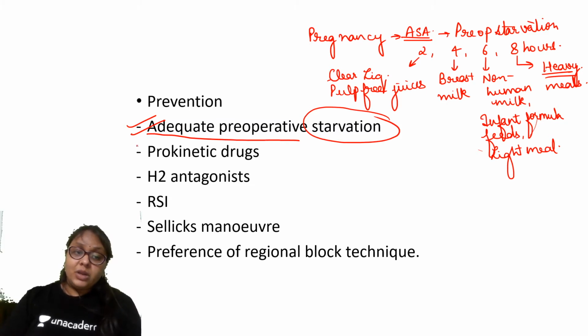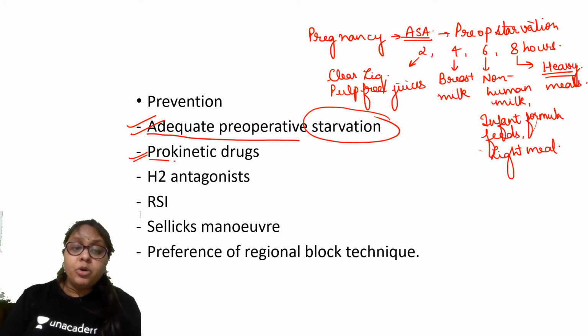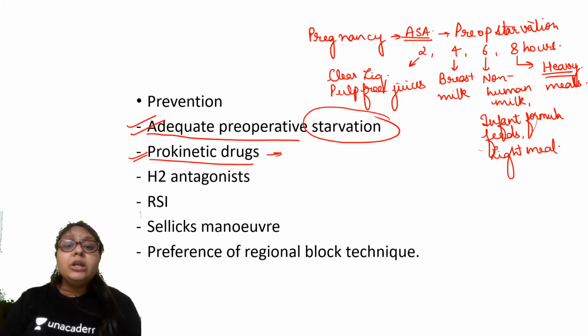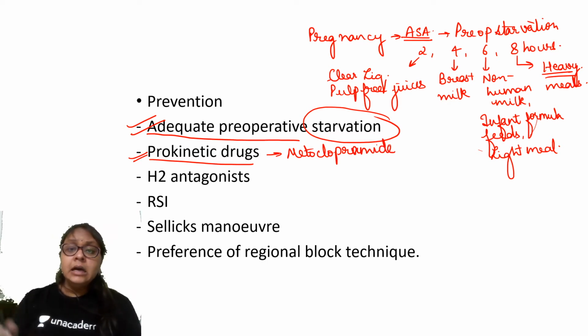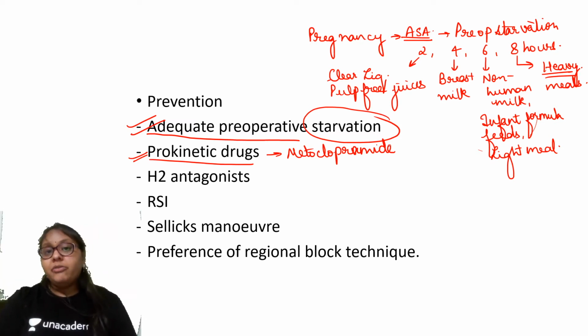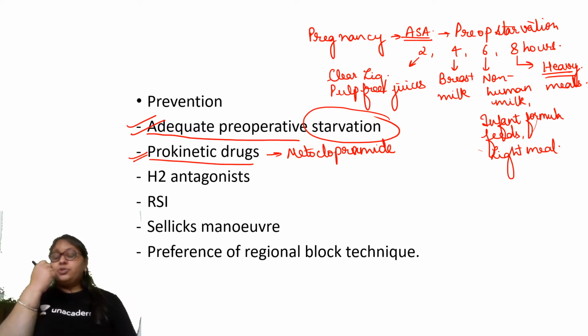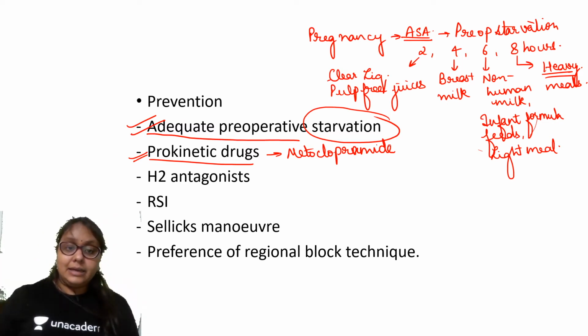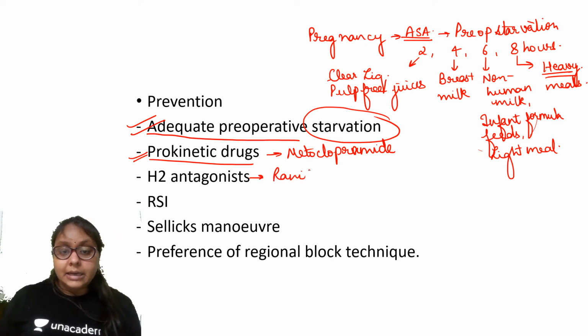Other things which we can do is give prokinetic drugs like metoclopramide, to hasten the gastric emptying. Or to neutralize the acid, to decrease the formation of the acid, you can give an H2 antagonist like ranitidine.